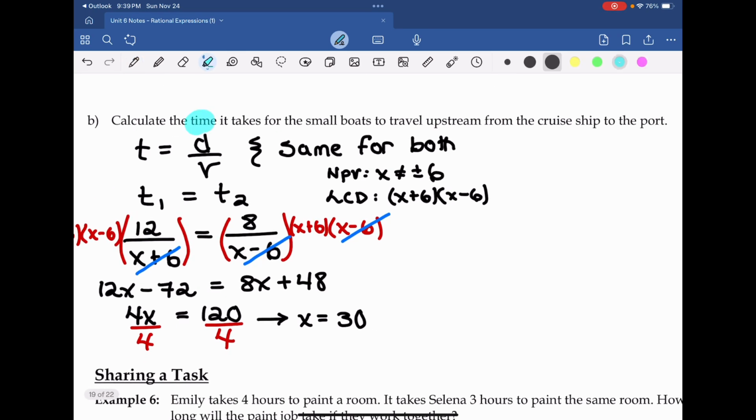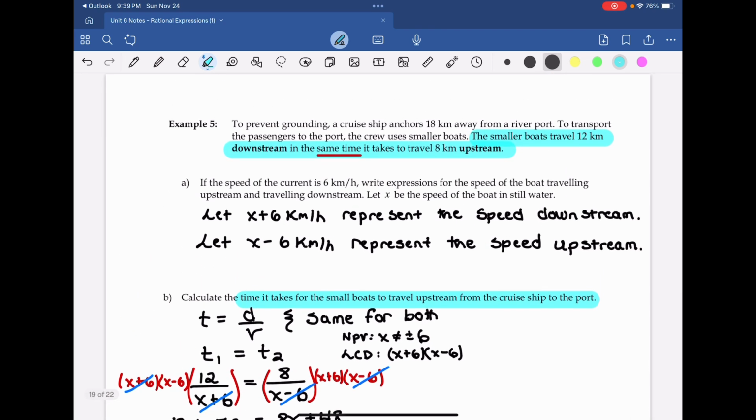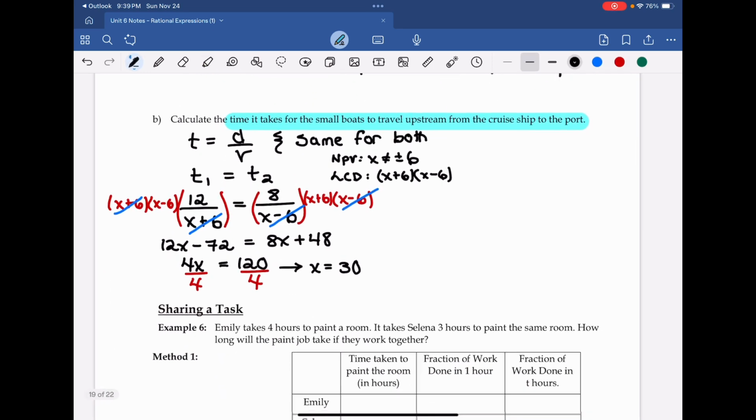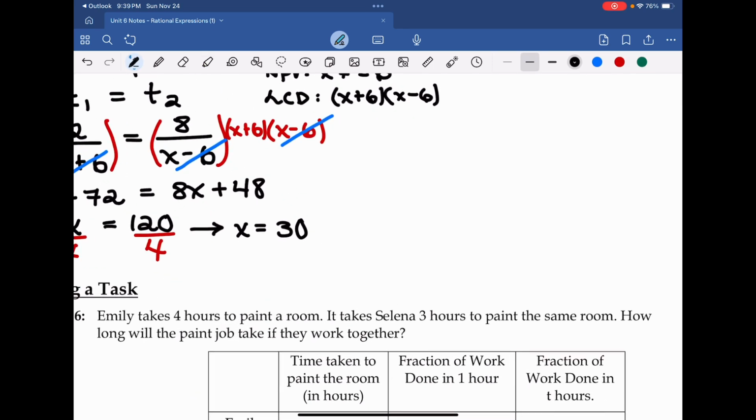They asked for something very specific. What is the amount of time it takes to travel upstream from the cruise ship to the port? And so what is the total distance that needs to be covered? In this situation, they gave us a comparison of time, but they told us that the cruise ship is 18 kilometers away from the river port. So we're going to use that information and now this new speed to help us out.